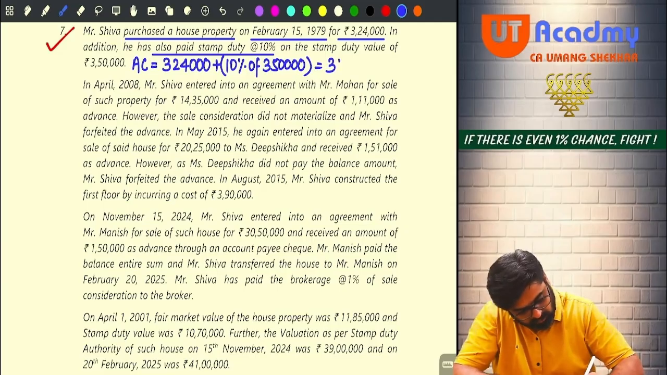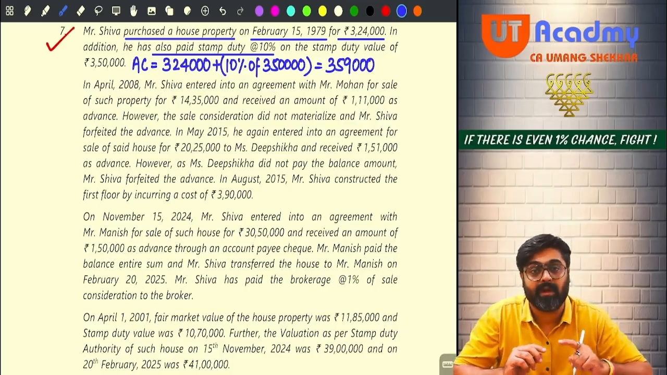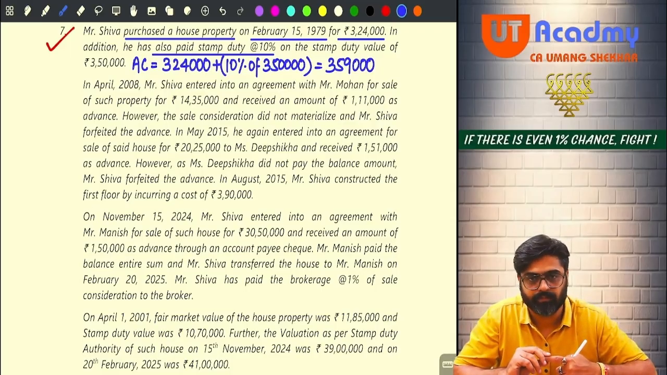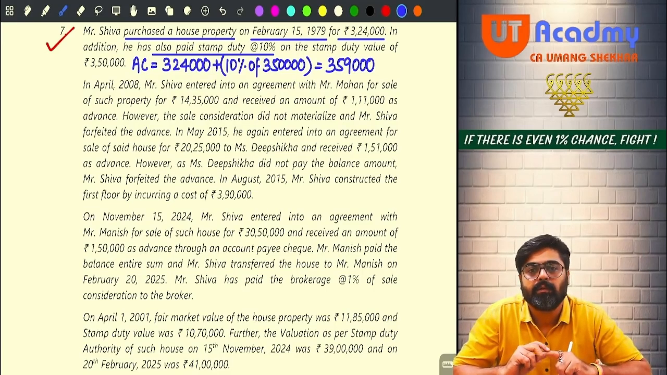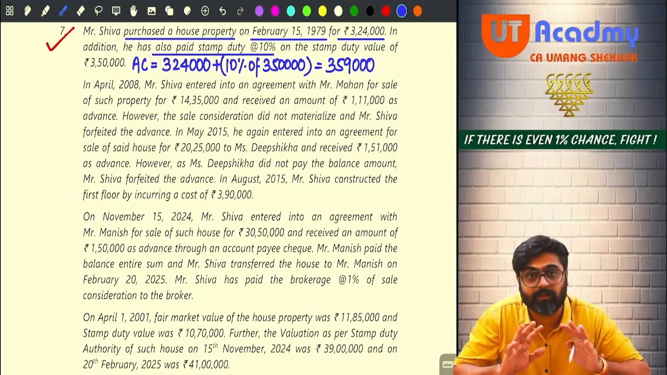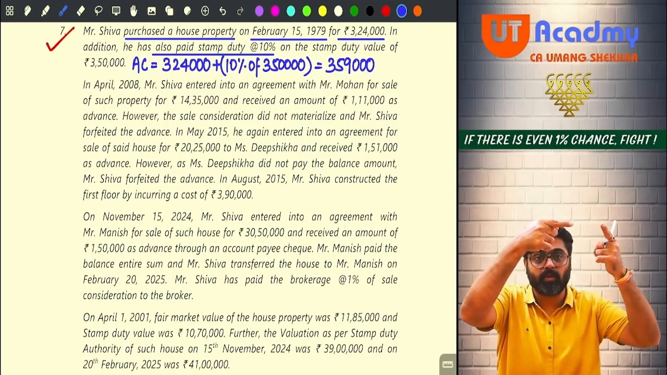So the actual cost of the property to him was 3,59,000. Now tell me, has he acquired the property prior to 1st April 2001? Yes. So his actual cost is this much. Will he get the option to take the fair market value as on 1st April 2001 as cost of acquisition? Yes. But wait, this is an immovable property acquired prior to 1st April 2001.